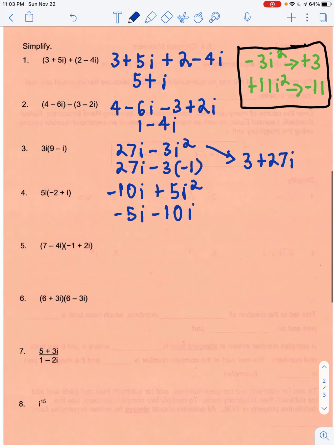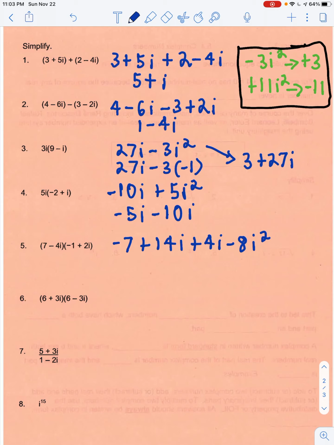Now we get down to the product of two binomials, and we just use FOIL. So 7 times negative 1 gives you negative 7. Then the outside product would be positive 14i. The inside product would be positive 4i. And then the last product would be negative 8i squared.